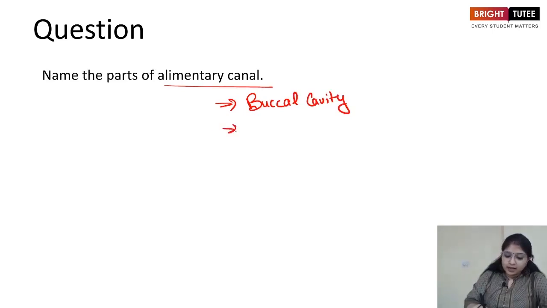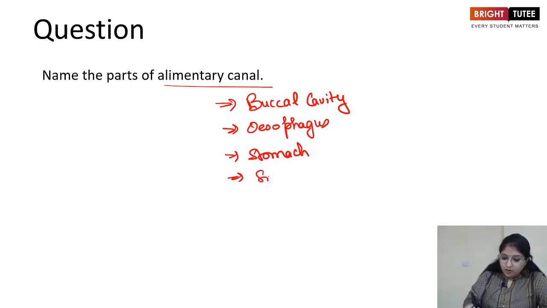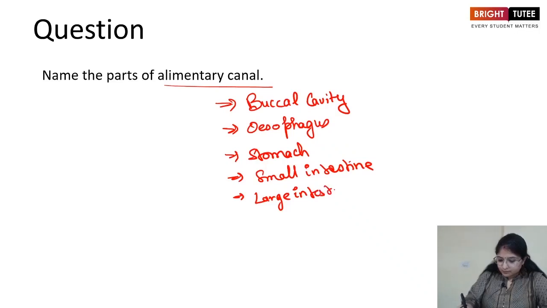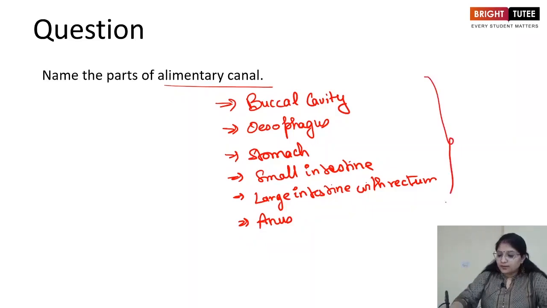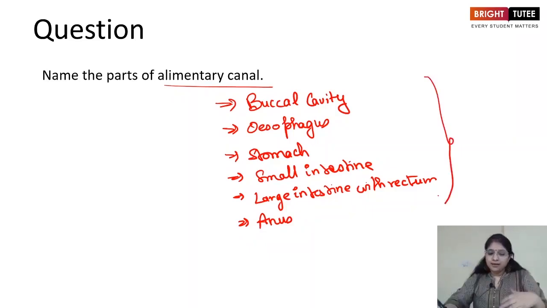So, buccal cavity. Then you have esophagus. Then you have stomach, small intestine, large intestine, rectum, and then you have anus at the end. So, this is the whole alimentary canal, and these are the different parts of the same alimentary canal, right?